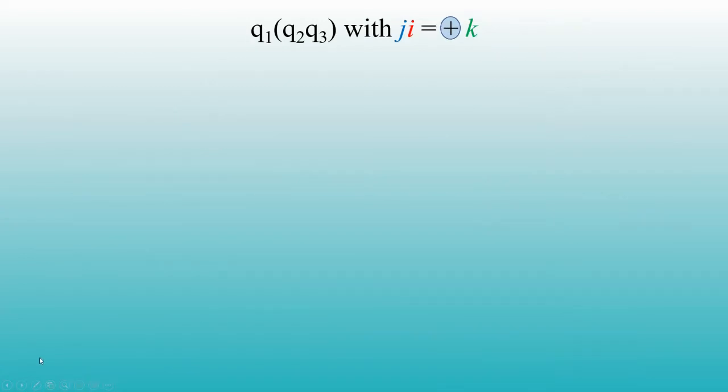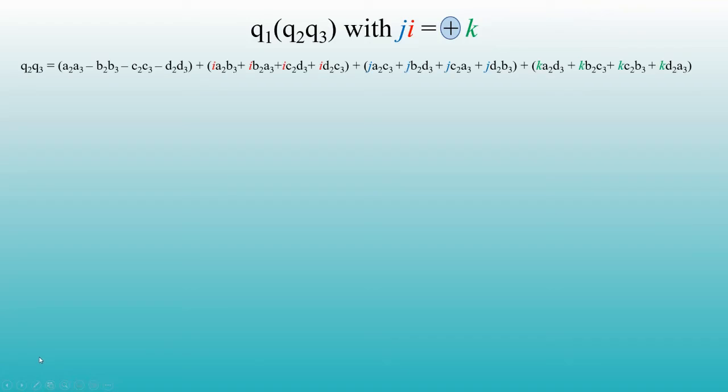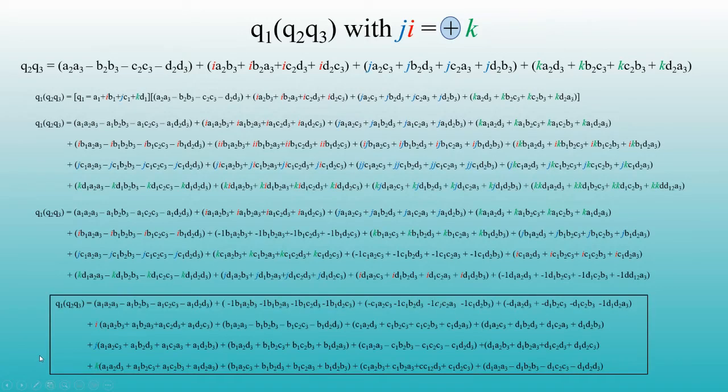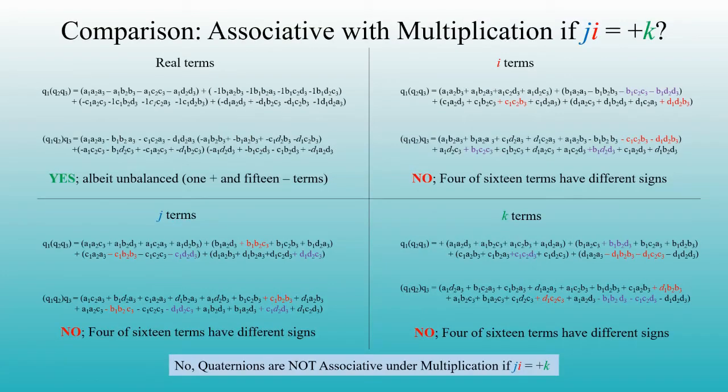Now the right side. First, Q2 times Q3 with the new anti-cyclic rule. Then bring in Q1 from the left, crank out the terms, evaluate the IJKs, and regroup. Now, do the boxes match up? Well, I'm just going to show you the results this time. The real terms do match up, although there is a certain unbalance in the terms. We get one positive term and 15 negative terms, but we could probably live with that.